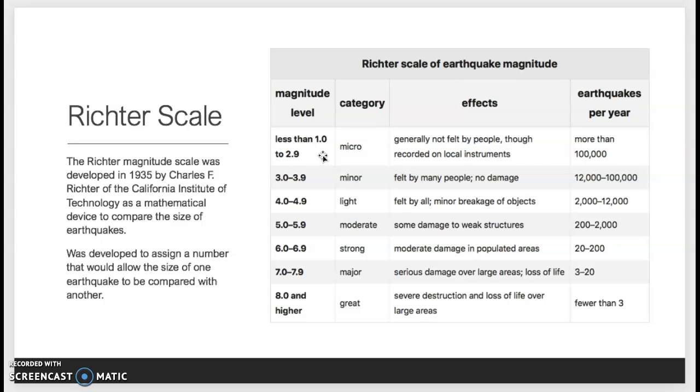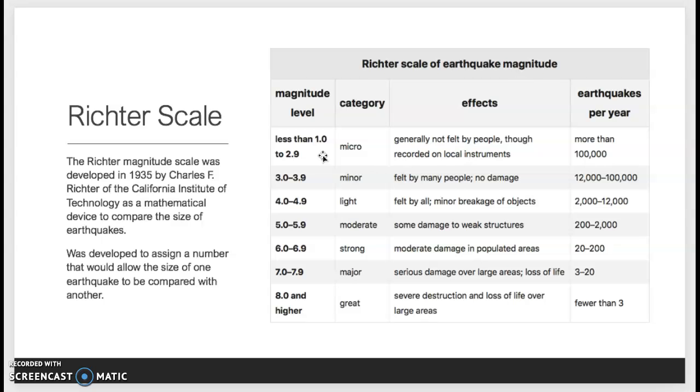6 to 6.99, anything 6 and above, you're really going to start to see some damage. So in a highly populated area with lots of people and buildings, you're going to have moderate damage. You might see people who are killed in an earthquake 6 or higher. So in the 6 range, 20 to 200 a year.